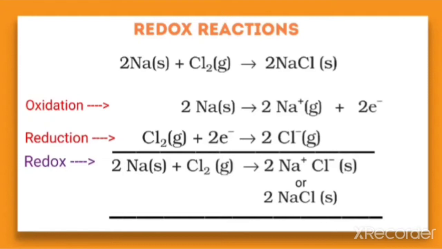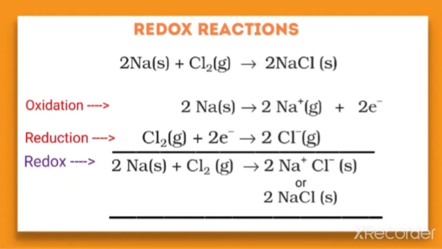So we already started with this equation, and I told you this is an example of a redox reaction. So how does it become a redox reaction? When you split the equation into two equations, that is oxidation and reduction, it is clear that oxidation is taking place here and reduction is also taking place. That means this reaction is a redox reaction.